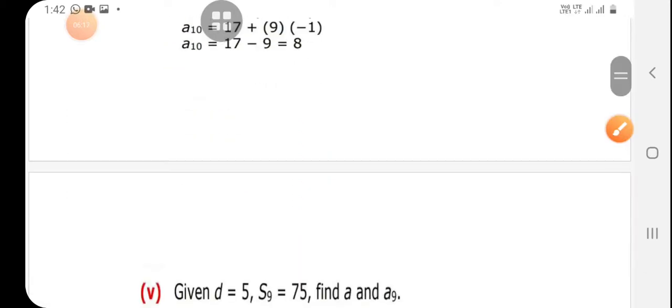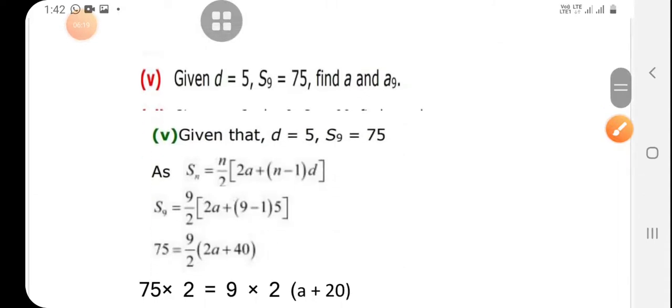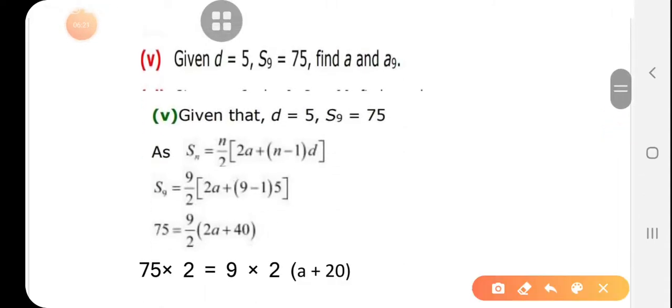Now I will solve question number 5. Look at here, question number 5 is as follows. Given d is equal to 5, Sn is equal to 75, you have to find a and an, that means the first term and the ninth term. These two things we have to find out. So we will solve it.